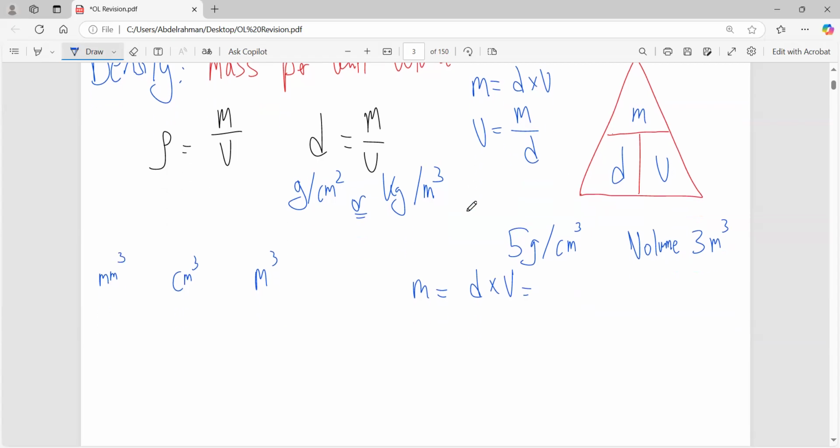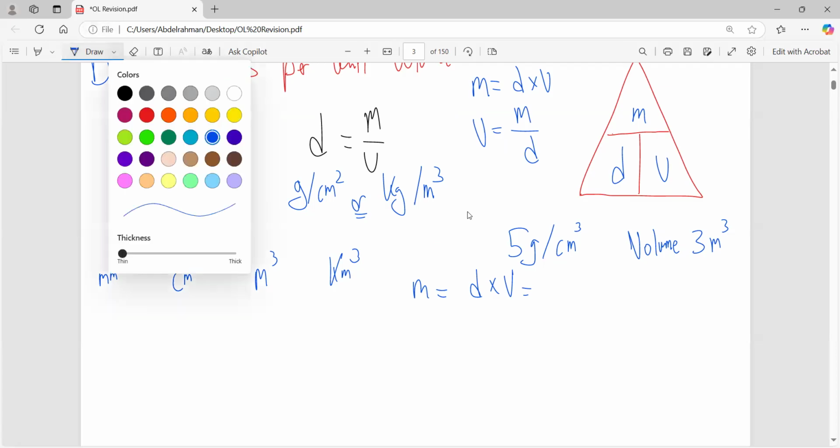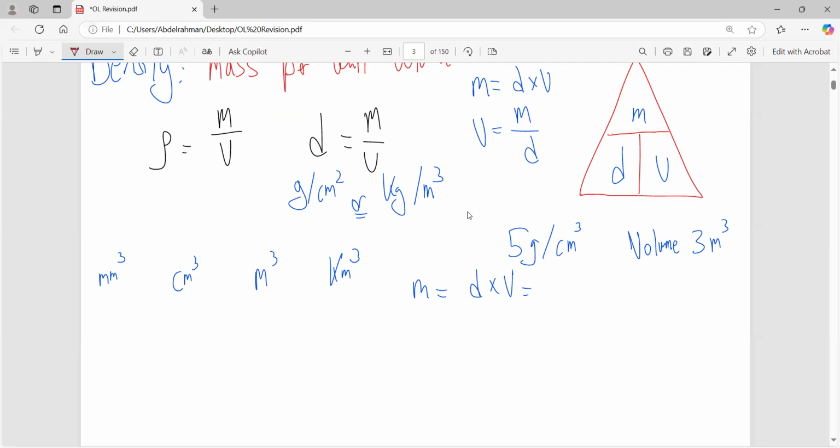Actually, you might have kilometer cubed, though it could be used maybe in space physics, in unit 6. Millimeter cubed, centimeter cubed, meter cubed, kilometer cubed. How can I convert between these units? Let me think.